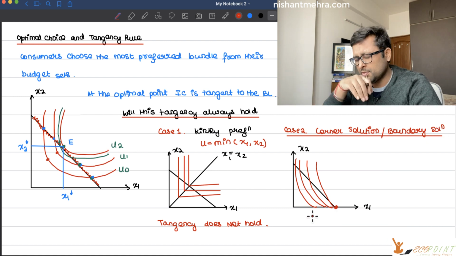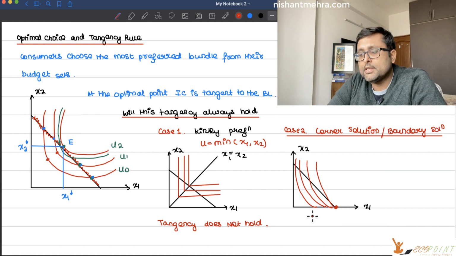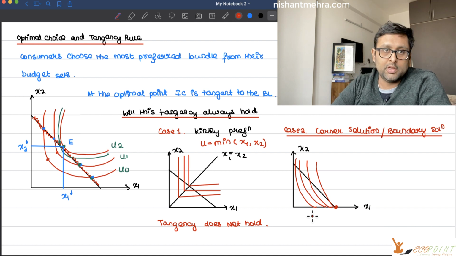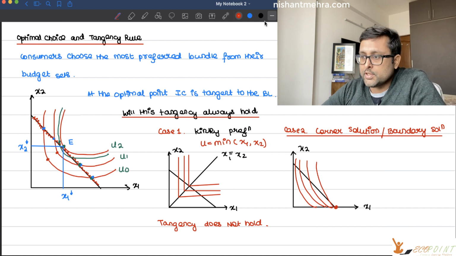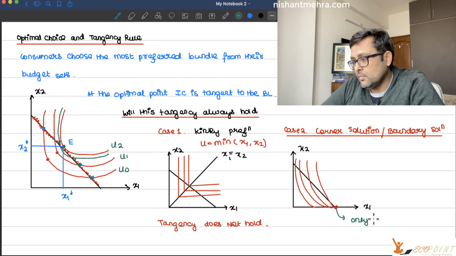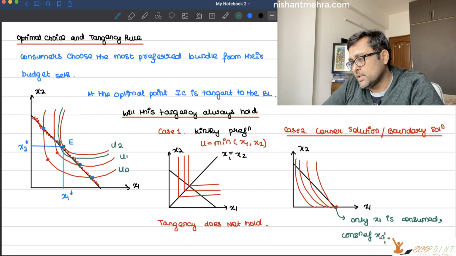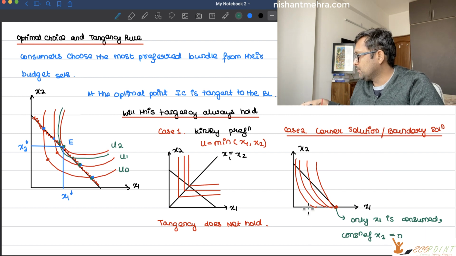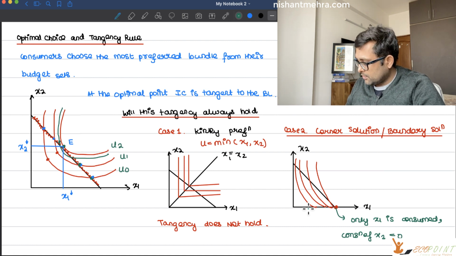Boundary solution is where one of the goods is not being consumed. So where consumption of one of the goods is 0. So only x1 is consumed. Consumption of x2 is 0. So corner solution or boundary solution would be where consumption of one of the goods is 0.